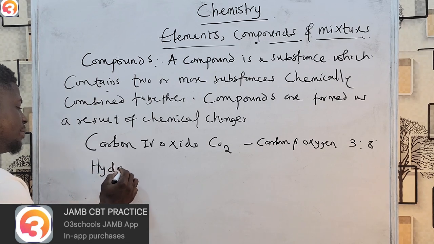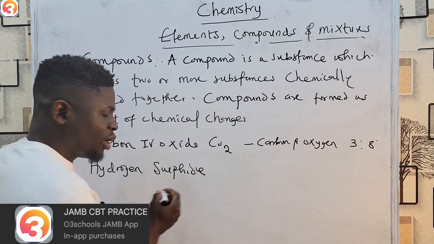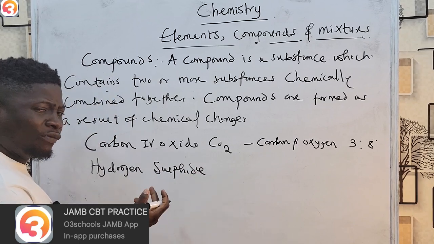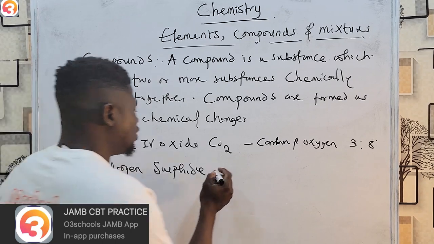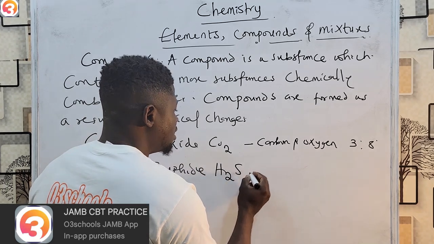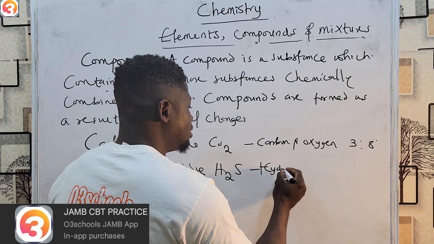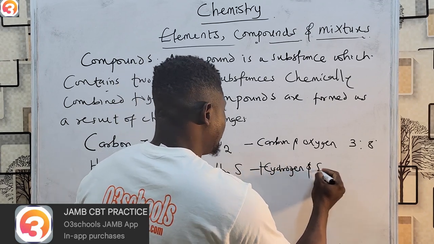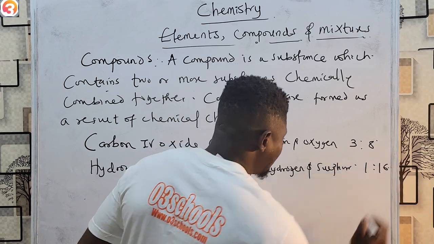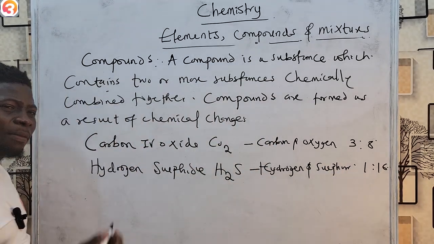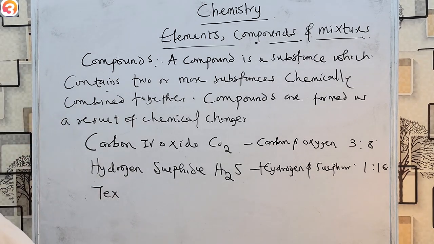Of course, we also have hydrogen sulfide, for example. Hydrogen sulfide is a compound, formed as a reaction of hydrogen with sulfur. So if they combine, this is H2S. This is made of hydrogen and sulfur in the ratio 1:16.